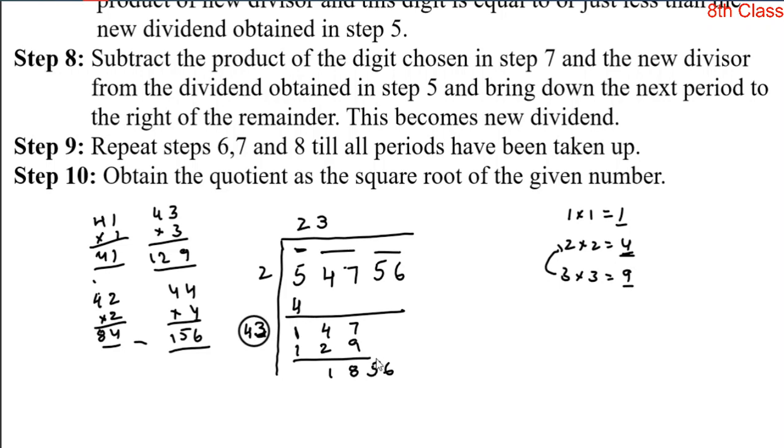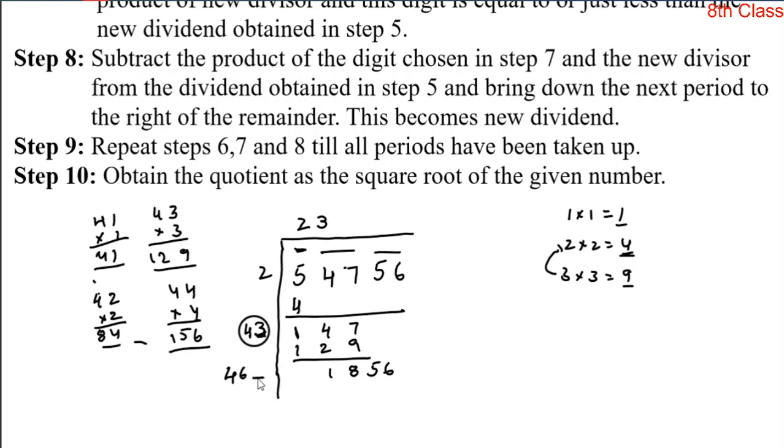So what is the sixth step? We double the divisor. Here, what is the divisor? It's not the divisor, it is the quotient. 23 is the quotient. Now double it. 23 doubled is 46. Now again we put a blank space on the right side of this 46.